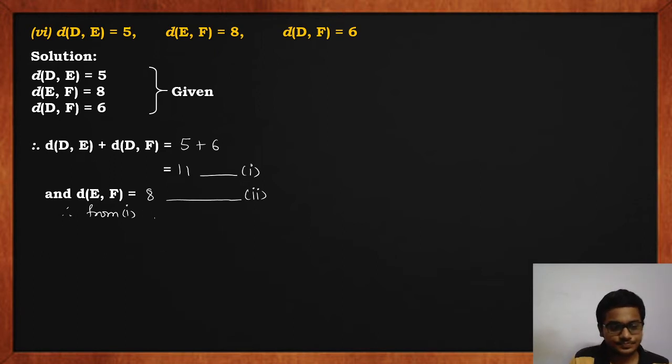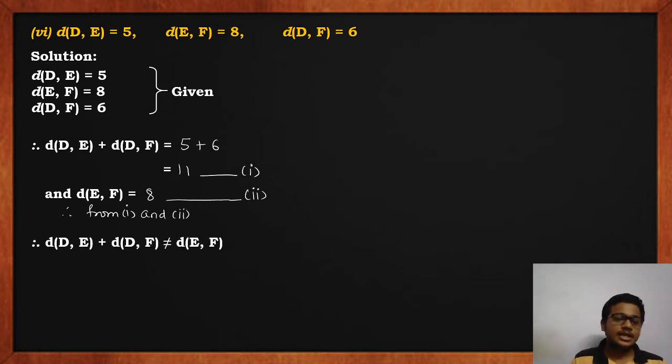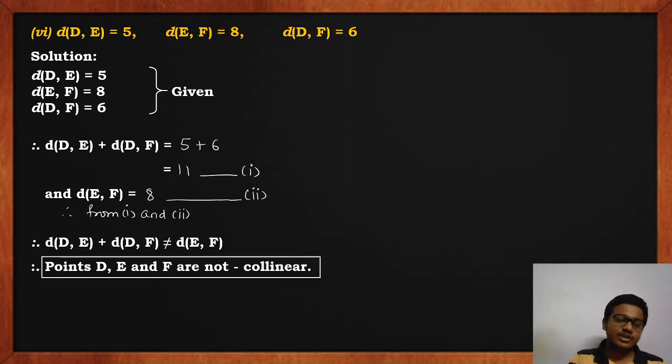Okay. Distance DE plus distance DF is not equal to distance EF, as both the values are different. 11 and 8 are different numbers. So therefore, points D, E, F will not be collinear, and if they are not collinear, there doesn't even arise a question of betweenness. Okay, so write this down. All the 6 sums of question number 3 are over.